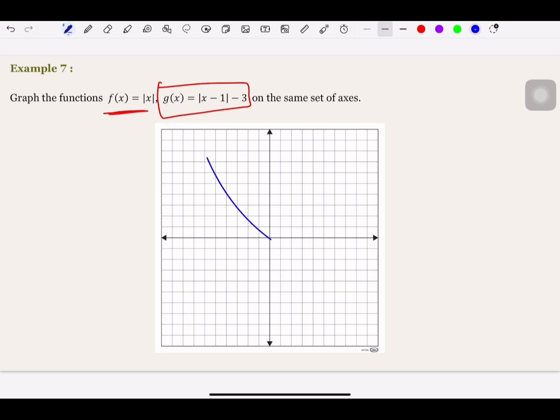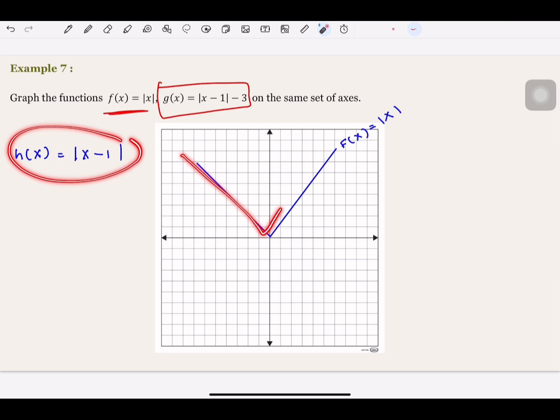It's something like this. It's the shape of a V. So it's going to be something like this. So this is my f of x. So this is modulus x. Okay, so to get g of x, first of all, let me get h of x equals modulus of x minus 1. So we should be able to get h of x using this parent function.